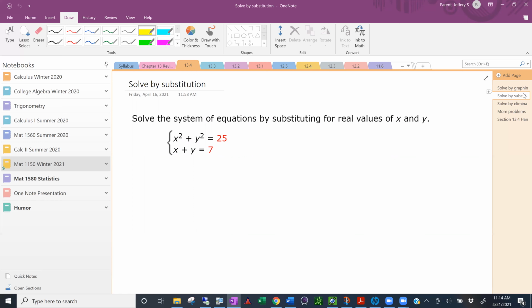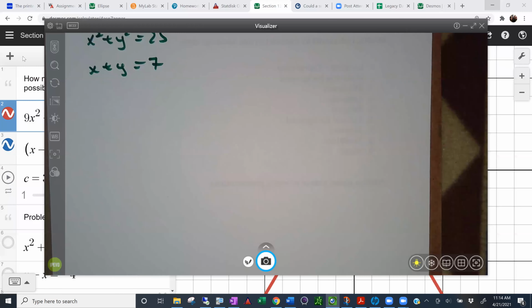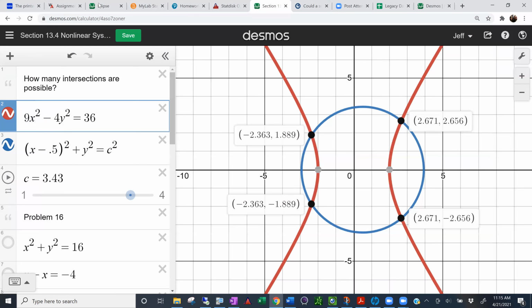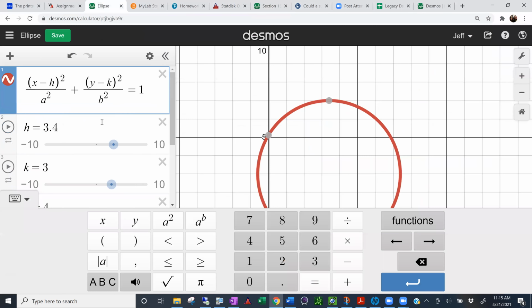X squared plus y squared equals 25. No idea? Is it an ellipse at all? It's kind of a special case of an ellipse, and let me demonstrate that to you. So I'm going to go over to, let's see. Is it a circle? Yeah, it's a circle.